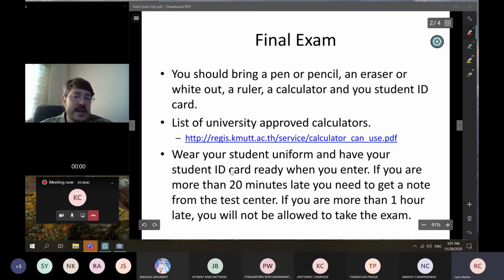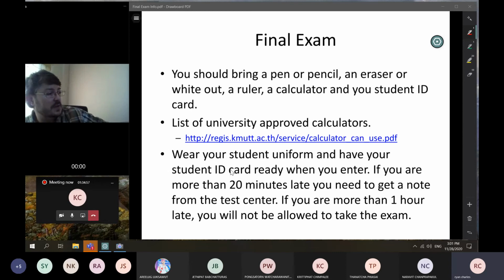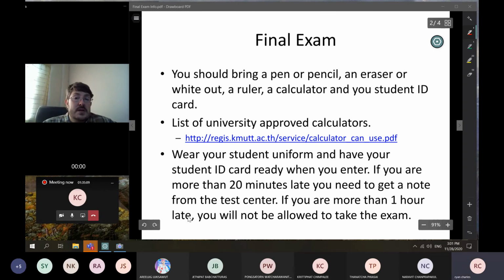And have your ID card ready because we usually check them when you come in the room. If you don't have your ID, you won't be allowed to take the test right away. You have to go get a printout of your ID card and all that stuff. So don't lose it. Because if you do, you got to go to the registrar and get a piece of paper and all that. It's a lot of fun. So don't forget your ID, your student ID, all right?